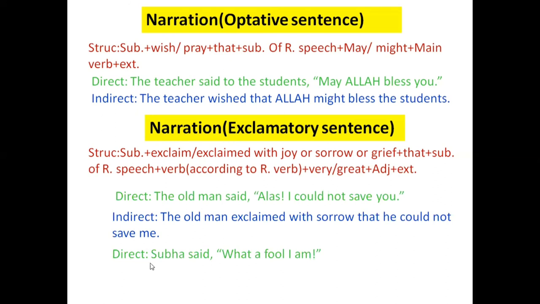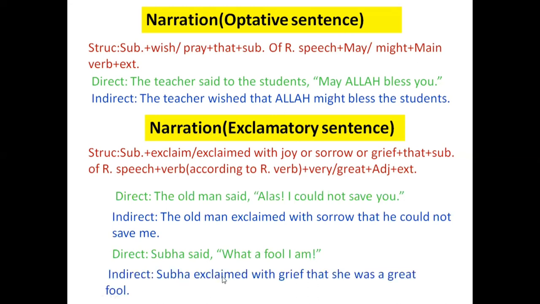In direct speech, Subha said, "What a fool I am." In indirect speech, Subha exclaimed with grief that she was a great fool. Here, this structure is followed. If you get a sentence like "What a fool I am" or "How beautiful the bird is," you have to change this type of sentence by adding very or great plus adjective plus extension.